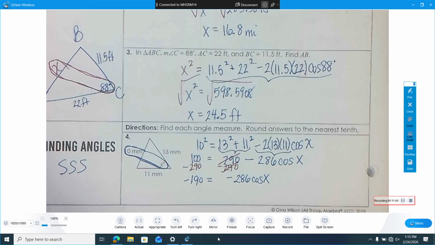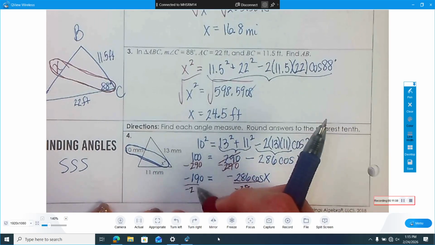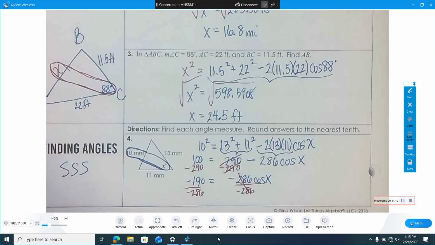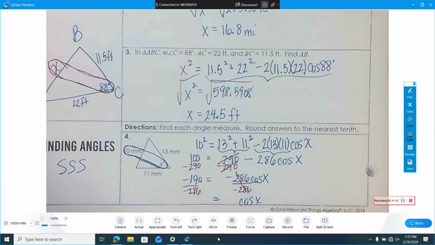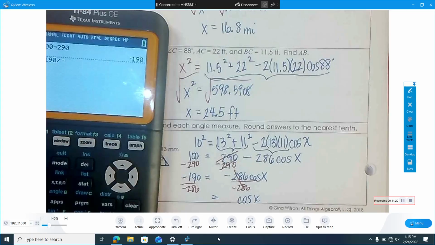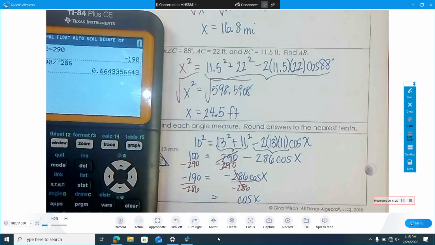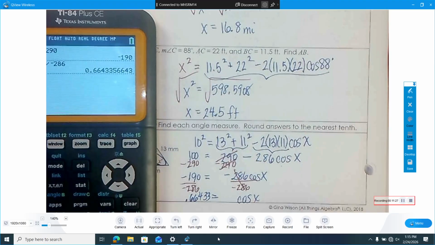All right, now how do we isolate the cosine of x? Divide by negative 286. Yep, divide by negative 286. All right, so I get the cosine of x equals, let's see, negative 190 divided by negative 286, and I get 0.66433, yada, yada, yada.